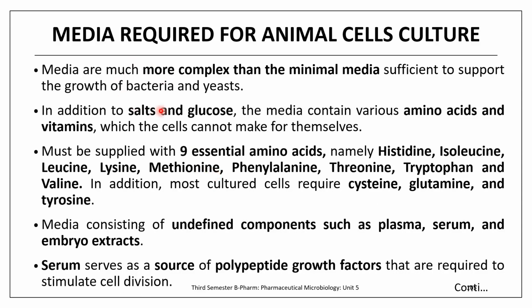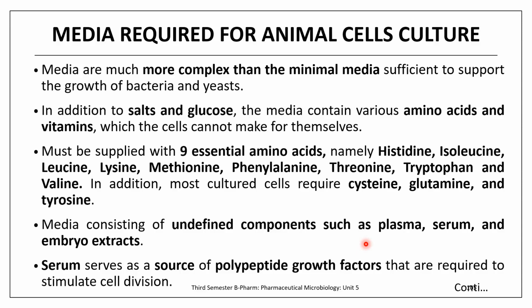serum, we may have to add salt as well as glucose or amino acid as well as vitamins. So we have to add 9 essential amino acids: histidine, isoleucine, leucine, lysine, methionine, phenylalanine, threonine, tryptophan, and valine. In addition to that, we may have to add some other amino acids, non-essential amino acids like cysteine, glutamine, and tyrosine. Okay, so these are the different amino acids which are required in media used for animal cell culture.